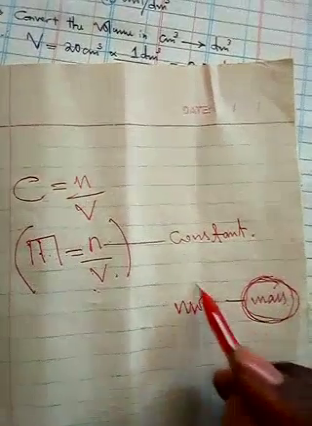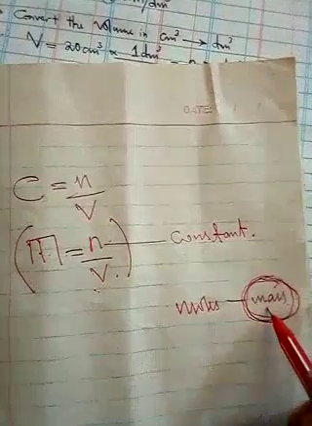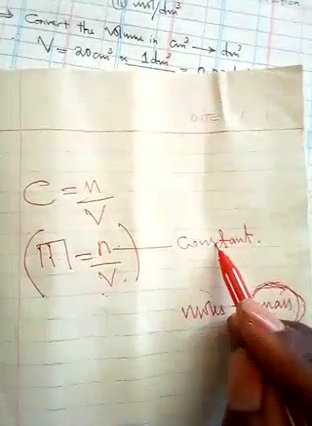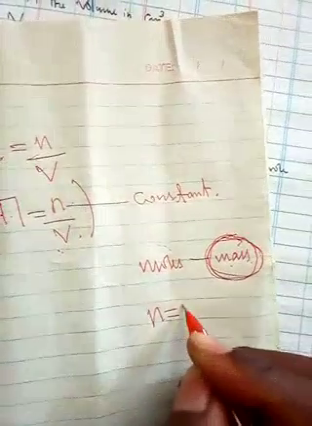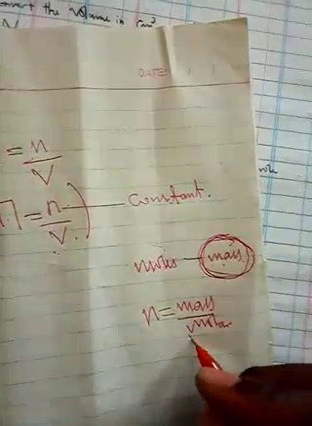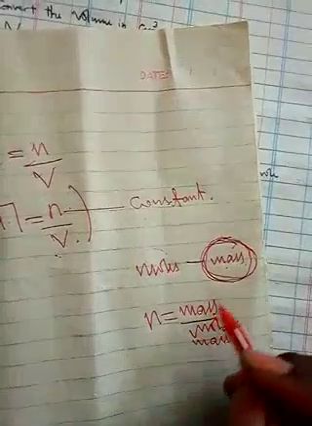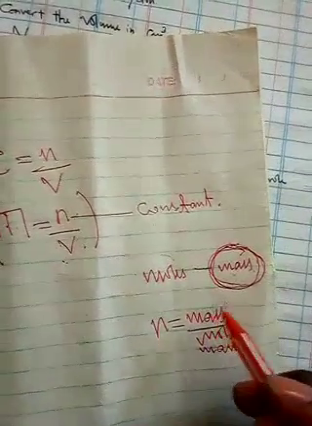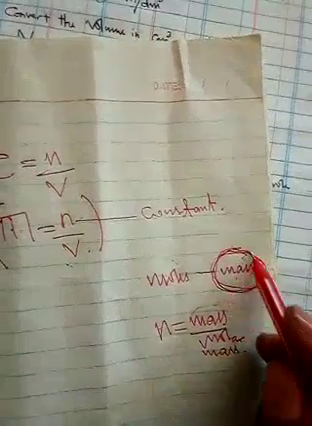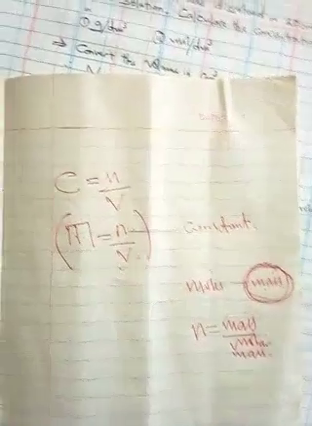And because the number of moles is a derivative of mass, the number of moles as well should be considered to be constant. Even if we look at the formula, the number of moles is given by N is equal to mass over the molar mass. So you can tell that your number of moles is just a derivative of the mass. If the mass is constant, then your number of moles as well should be taken to be constant.